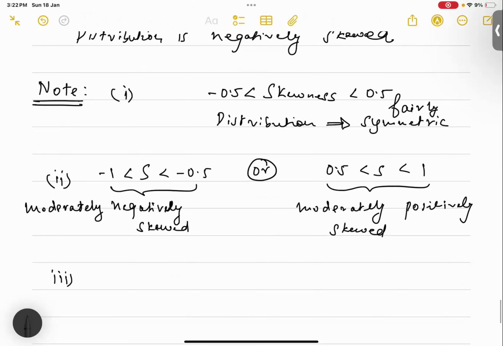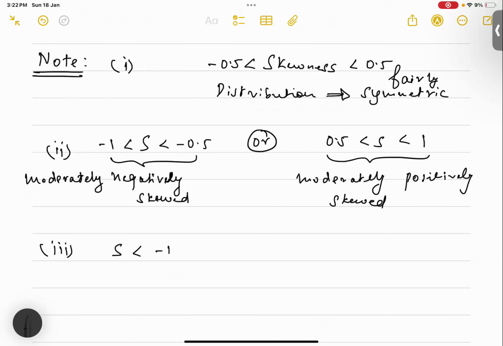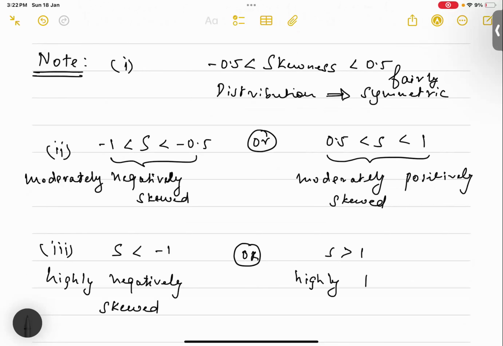Third pointer. If the skewness value is less than minus 1, it is highly negatively skewed, or if it is greater than 1, highly positively skewed. It's a long formula list.